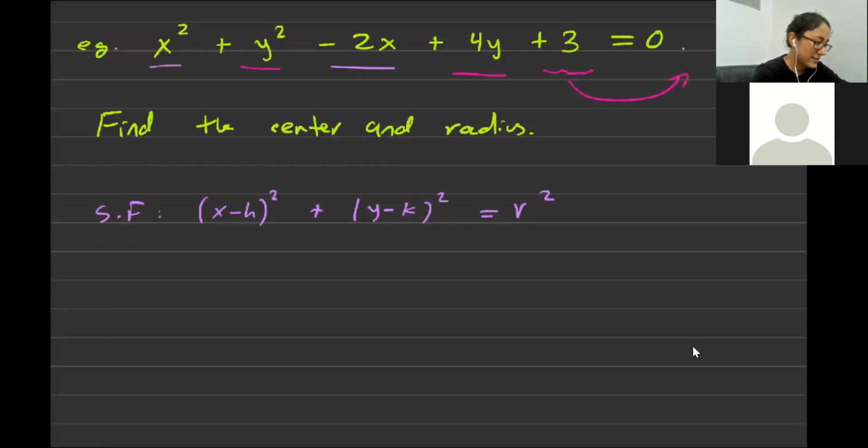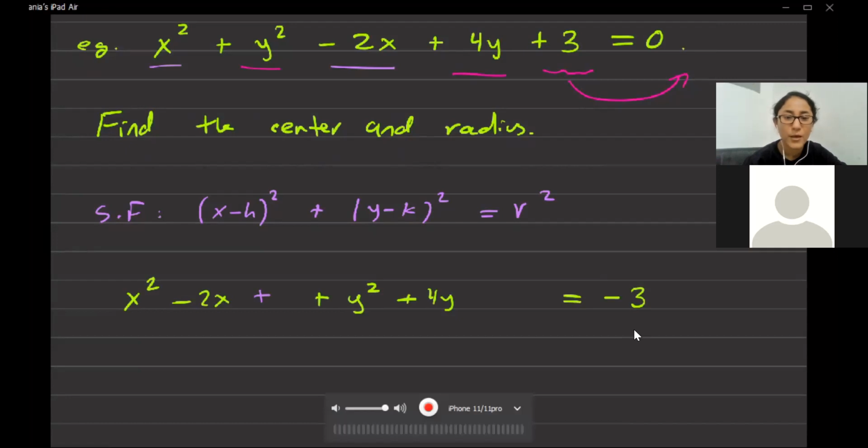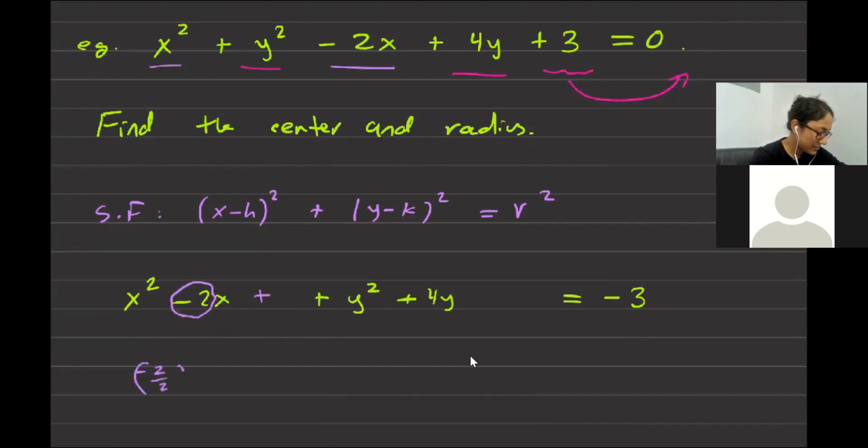So if I do that, I have x squared minus 2x, and then leave a space for completing the square. Then we have the y variable, y squared plus 4y, leave a space, equals -3. Now, who remembers how to complete the square? What do I add here for the x variable? You're going to add 1, because you take half of this value and then you square it. Half of it is -1, squared, that is 1.